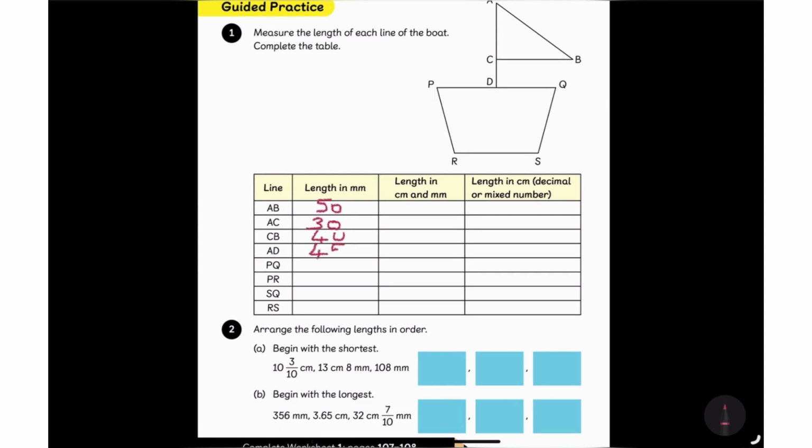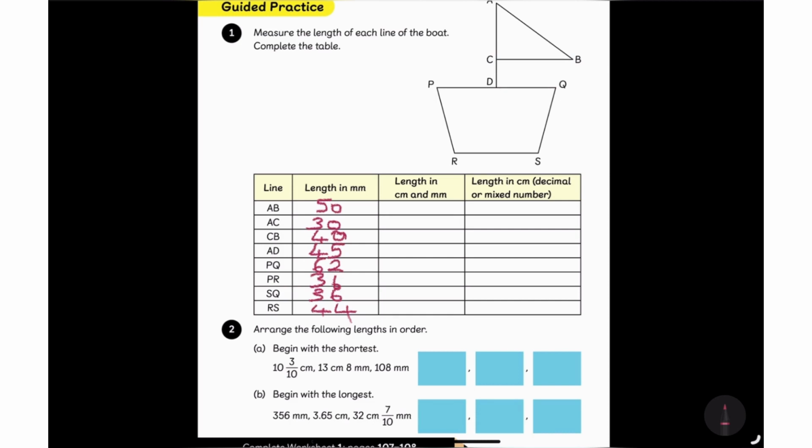I have my SQ, which is also 36. As you see, their length looks same. And my RS finally is 44 millimeters. Okay, these all are in millimeters. You can pause here and try to solve this question on your own and then play the video to see how I have got the answer for every step.